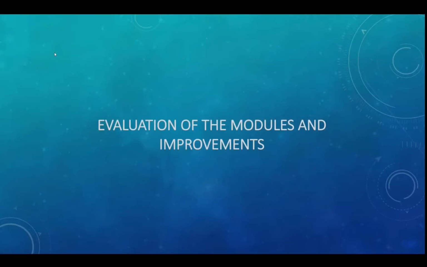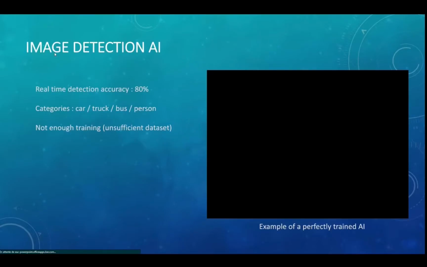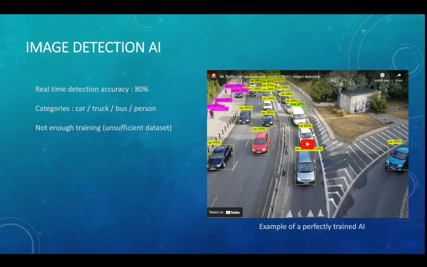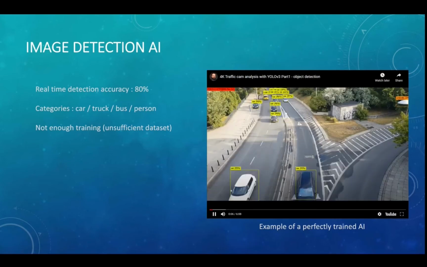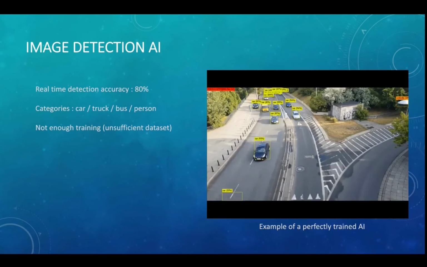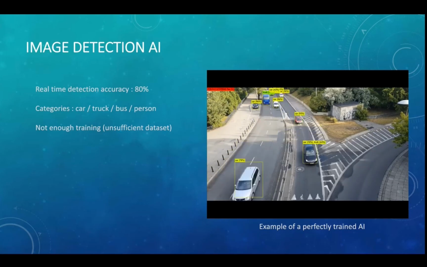Upon training, the AI reaches a real-time detection accuracy of 80%. This means 80% of the traffic density has been correctly detected and identified in the right category. This may seem insufficient, but this is due to a lack of proper dataset. In fact, real-life footage from traffic cameras should be used to properly train the model and reach a near-perfect vehicle detection.